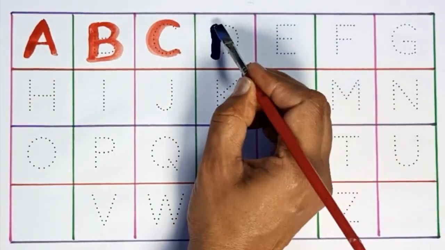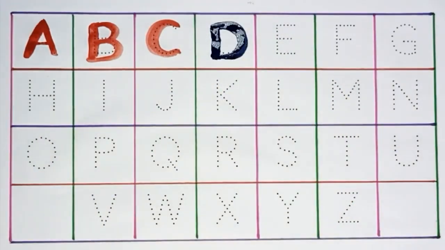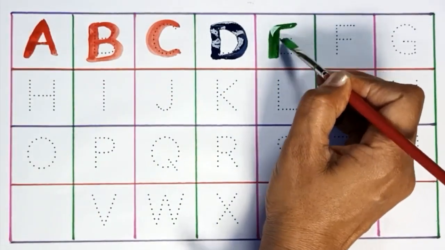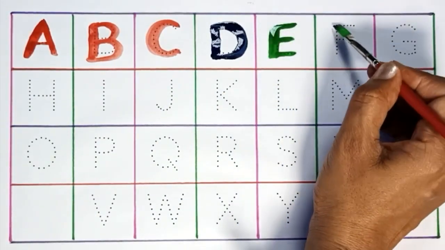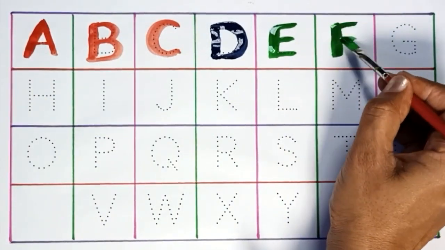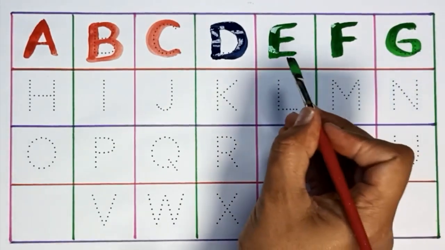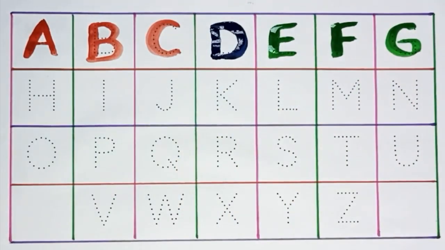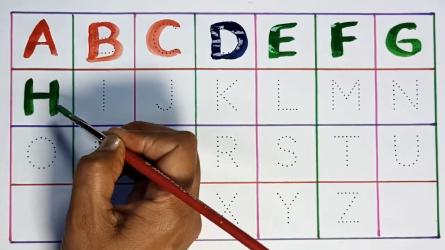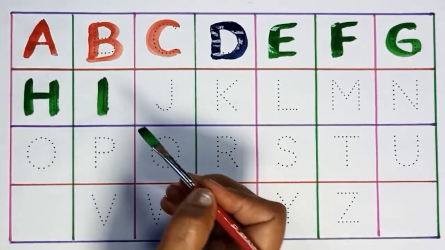D, D for dog, blue color. E, E for elephant. F, F for fish. G, G for grapes, green color. H, H for hen. I, I for ice cream.